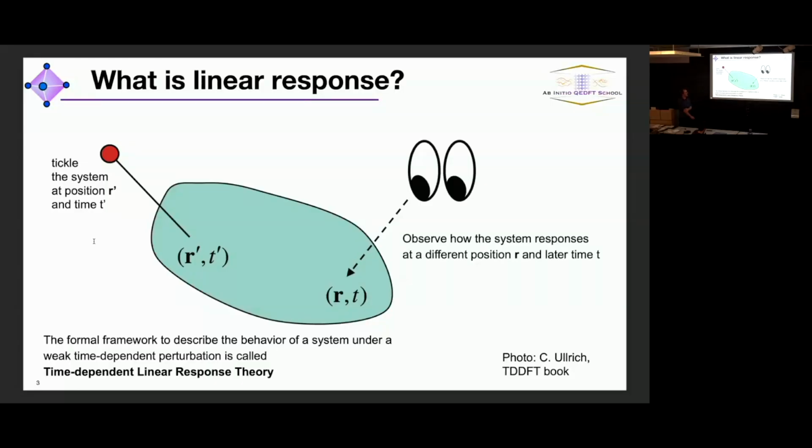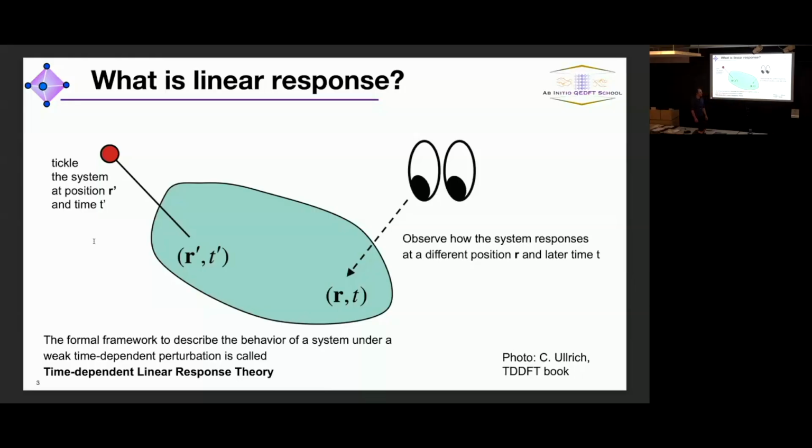One way to see it is really what I was already mentioning: you perturb the system, or you tickle the system slightly somewhere. So we tickle the system at R prime, T prime, and then at a later point in time we do a measurement and observe how the system responds to that. Already there you see that the response could be non-local. You could kick the system somewhere at R prime, and then ask for the response of the system at a different point in space.